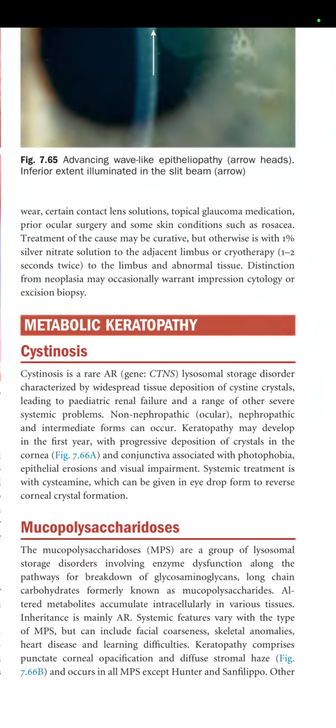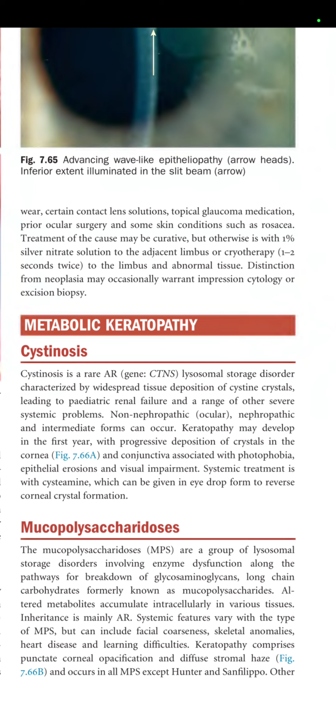Cystinosis is a rare autosomal recessive gene, CTNS, lysosomal storage disorder characterized by the widespread tissue deposition of cystine crystals, leading to pediatric renal failure and a range of other severe systemic problems. So, what is this saying?